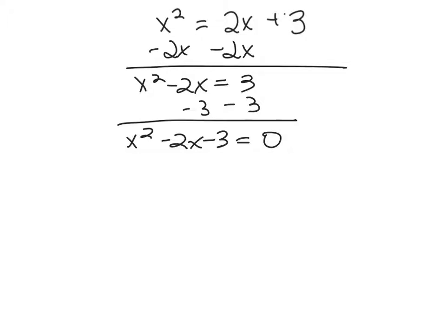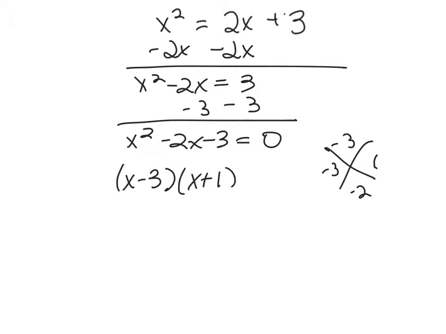So now I need to factor. I need two numbers that multiply to negative 3 and add to negative 2. So my answer would be negative 3 and positive 1. Let's just erase that and put that back as a positive 1. All right. So I would write into my factored form x minus 3 times x plus 1 equals 0.